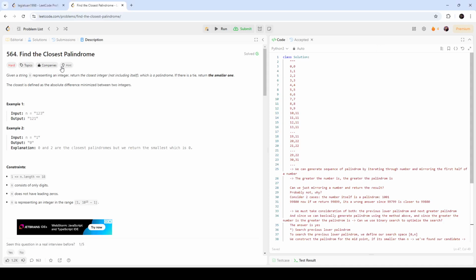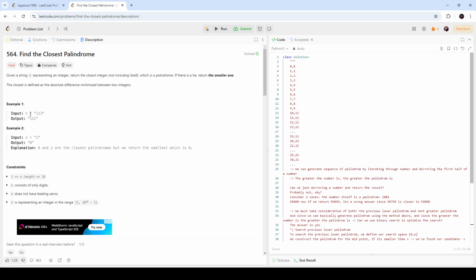Hi guys, so today we'll be solving LeetCode Find the Closest Palindrome. Given a string representing an integer, we need to return the closest integer, not including itself, which is a palindrome. If there's a tie, then we return the smaller one. So let's take a look at this example.